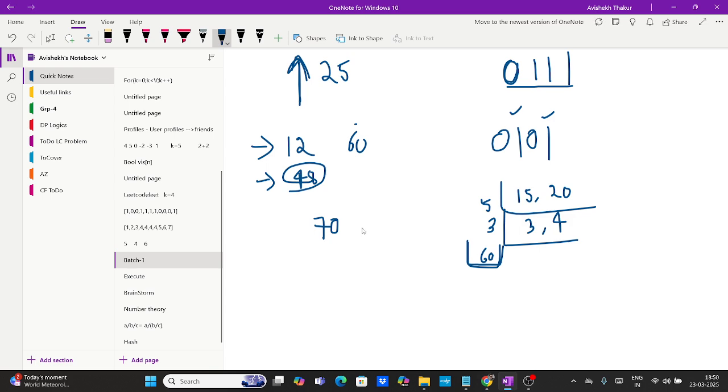Is the question clear, by the way? Sam, is it clear? Yes, got it. So now the LCM you got is 60, but your number itself is 70. So how much will you increment? You cannot increment, you need to decrement it, right?